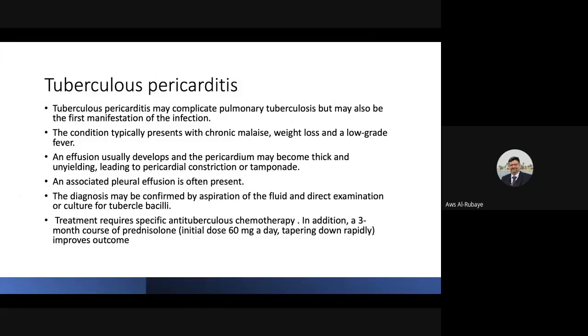The diagnosis can be confirmed by aspiration of the fluid and direct examination or culture for tuberculous bacilli, and also by sending this fluid for PCR, or for adenosine deaminase, and a high level of adenosine deaminase indicates the pericardial effusion is due to tuberculosis. The treatment requires specific anti-tuberculous chemotherapy, and in addition, you need a 3-month course of prednisolone with an initial dose of 60 milligrams, tapering down rapidly, and this improves the outcome.